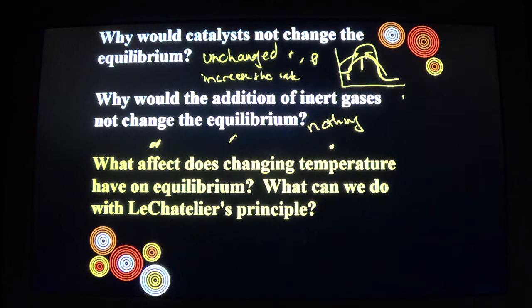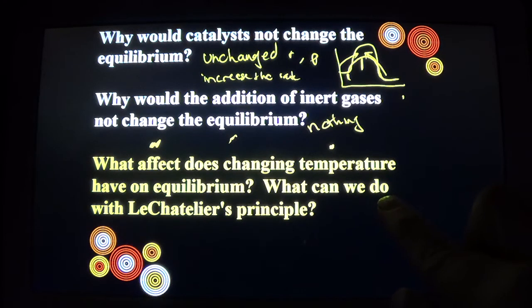Yeah, changing the temperature will have an effect on equilibrium because it changes the equilibrium. Not changes it to Q and it gets back to equilibrium. It makes a new value for K. What can we do with Le Chatelier's principle? We can predict whether the new K is going to be greater than or less than the old K. That is absolutely something we can do.